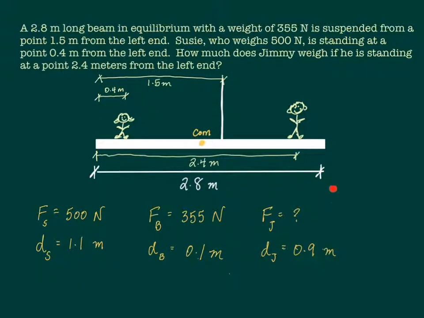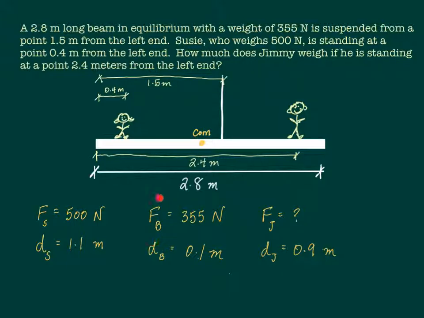Okay, so again, just like in the last problem, I drew a nice picture. I have my givens listed here. I want to go through these givens. Okay, so here I have force of Susie, her weight, 500 newtons. I have her distance from our fulcrum, right? Our fulcrum here is where that beam is being suspended from. Okay, and her distance from that would be this 1.5 meters minus this 0.4 meters. So our distance is 1.1 meters.